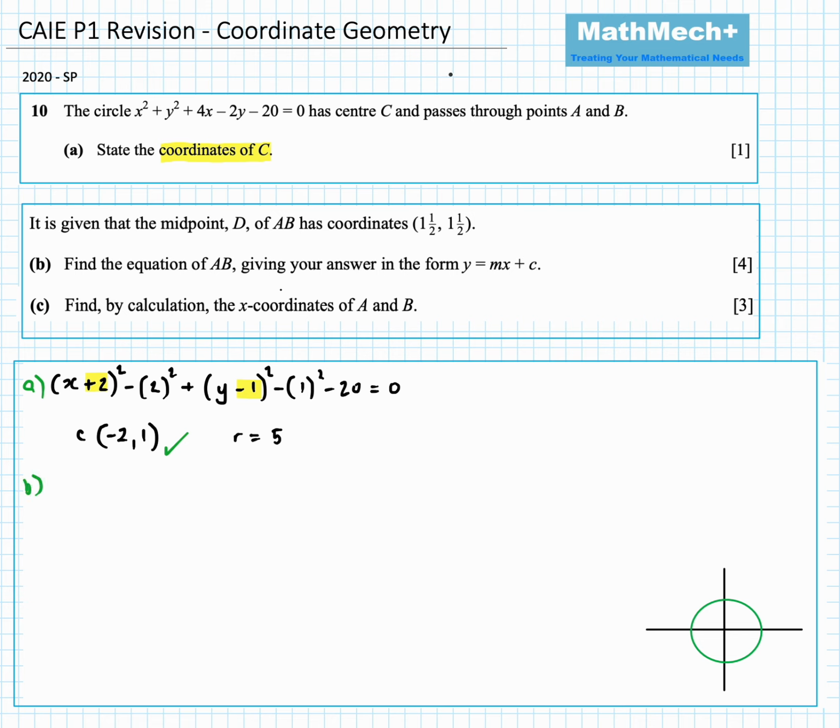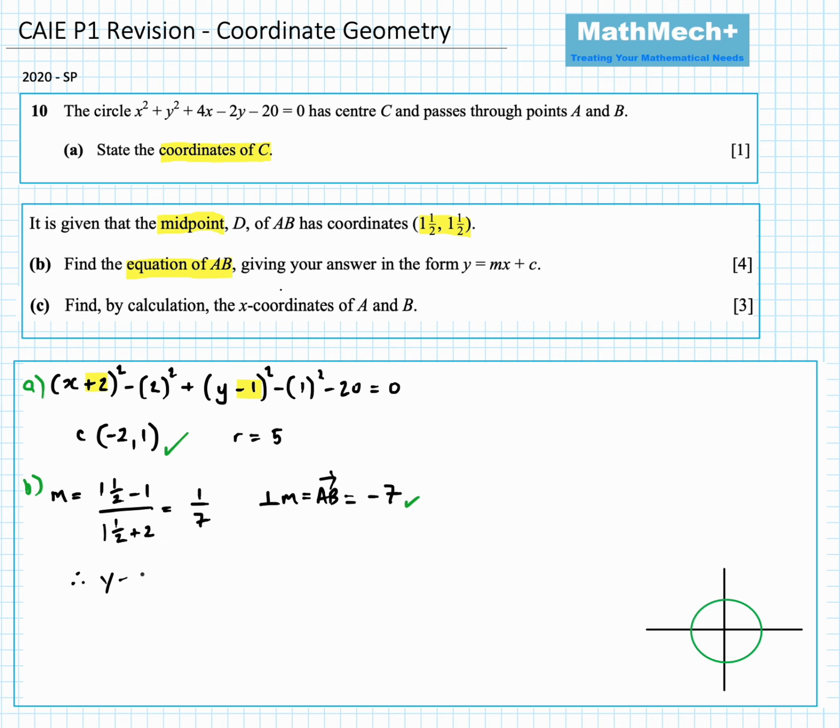It passes through points A and B, and it's given that the midpoint of D has those coordinates 1.5 and 1.5. So we're going to start with looking at our gradient, because we have two sets of points. So 1.5 minus 1 and 1.5 plus 2. So you should get 1 over 7 when you simplify that down. The perpendicular gradient that we need for this is, of course, the negative reciprocal of that, which is minus 7, or minus 7 over 1.